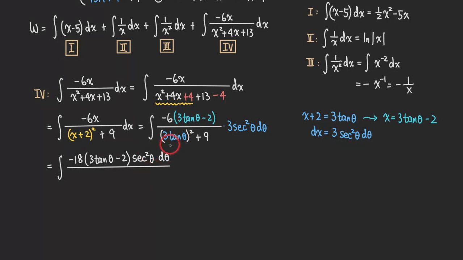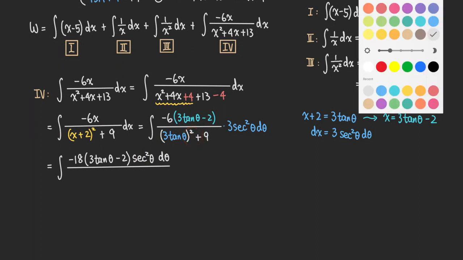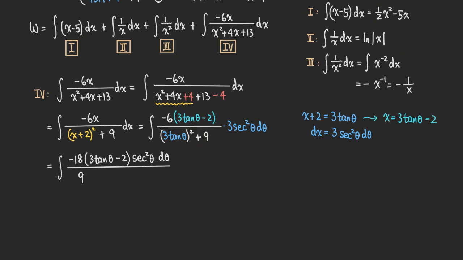Now, the bottom. For the bottom, it's going to be what? 9 tangent squared theta, right? As you can see here. Yeah, so we're going to get 9 tangent squared theta plus 9. Okay, so continue with this integral here. We are going to be getting -18. The top part is just going to be the same. So I'm just going to write it quickly.